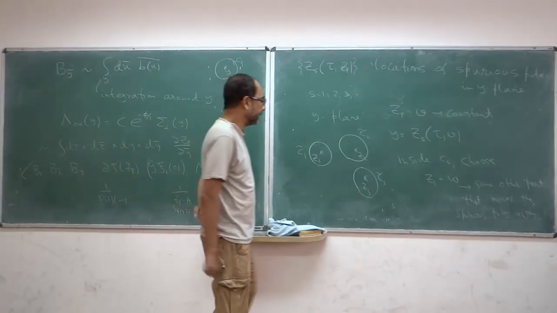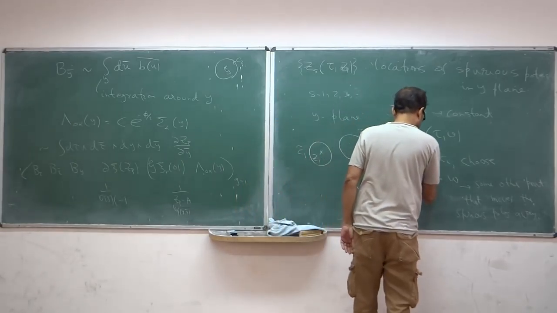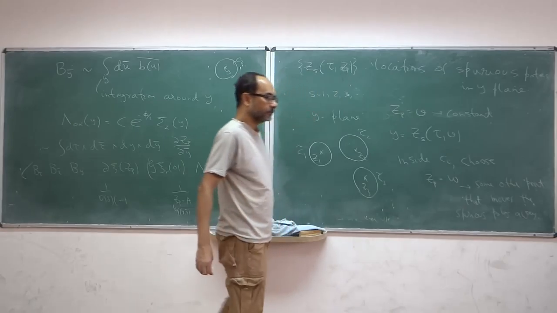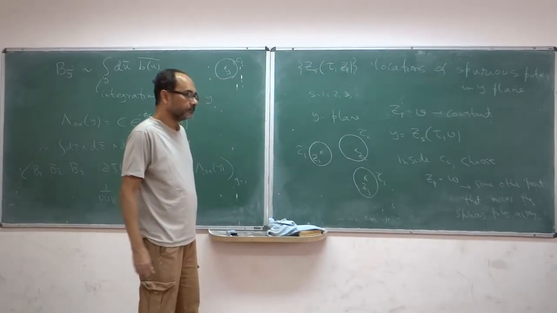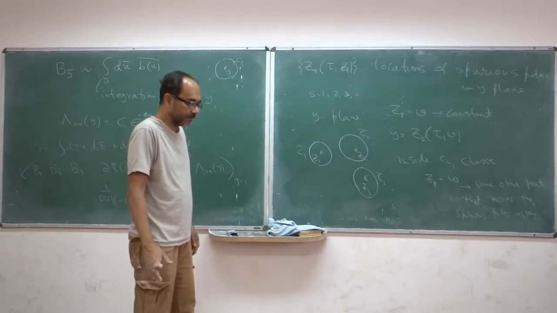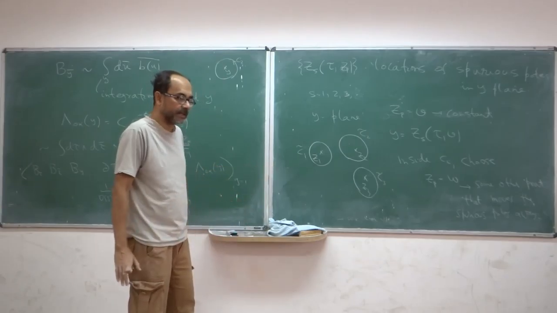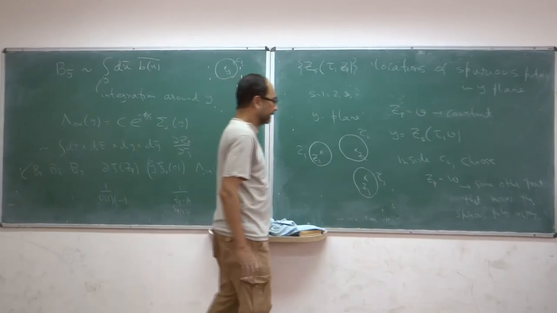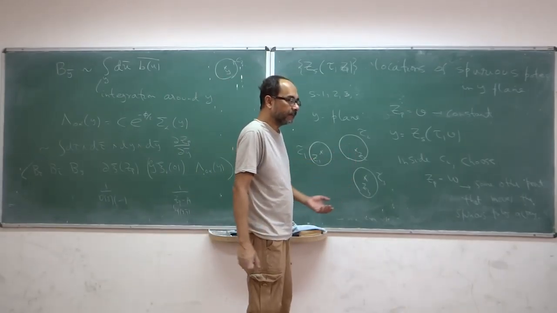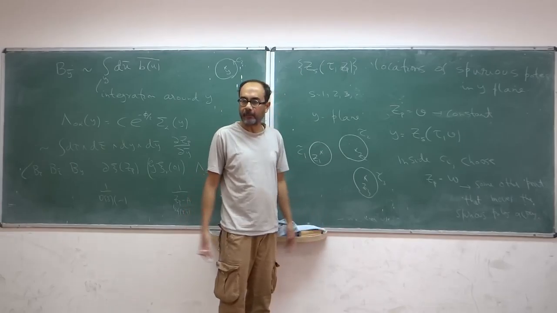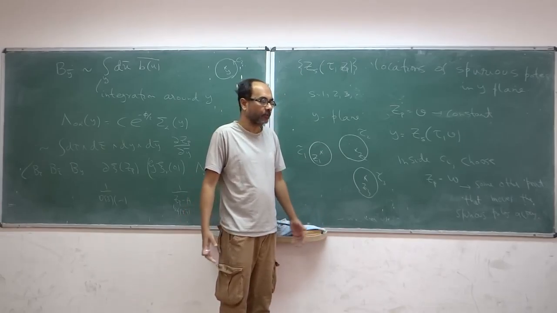Is it Z_P equals W, or Z_P equals W? Z_P equals W, yes. So you're saying that first we do the integration outside this circle and then we do the integration inside the circles. When you're doing the integration outside the circles, you use the picture changing operator at V. When you're doing the integral inside this circle, you take the picture changing operator at W.